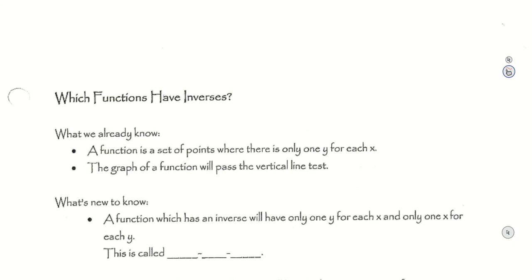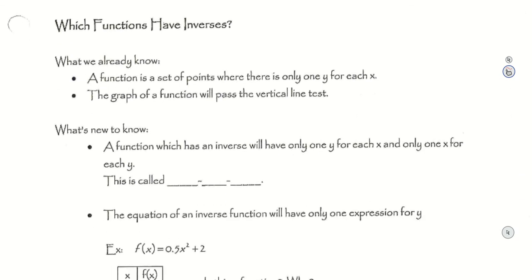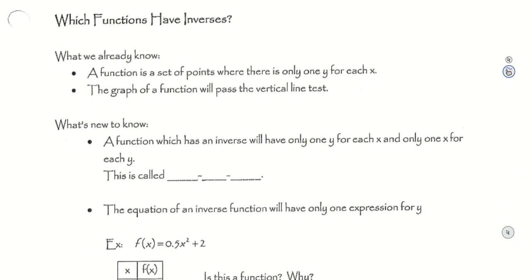All right, which functions have inverses? We already know that a function is a set of points where there is only one y for every x. We already know that the graph of a function will pass the vertical line test. What's new to know is this: a function which has an inverse. So I've got a function, it does these things. If its inverse is a function, right?